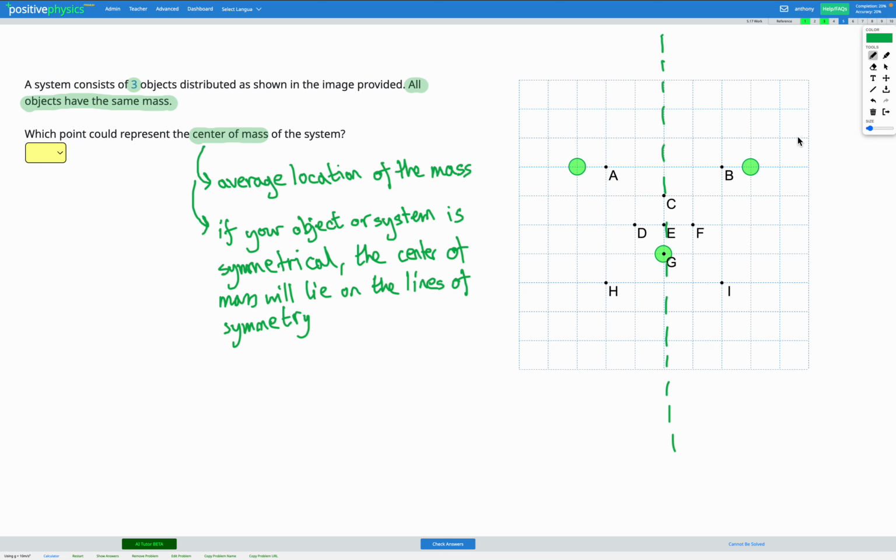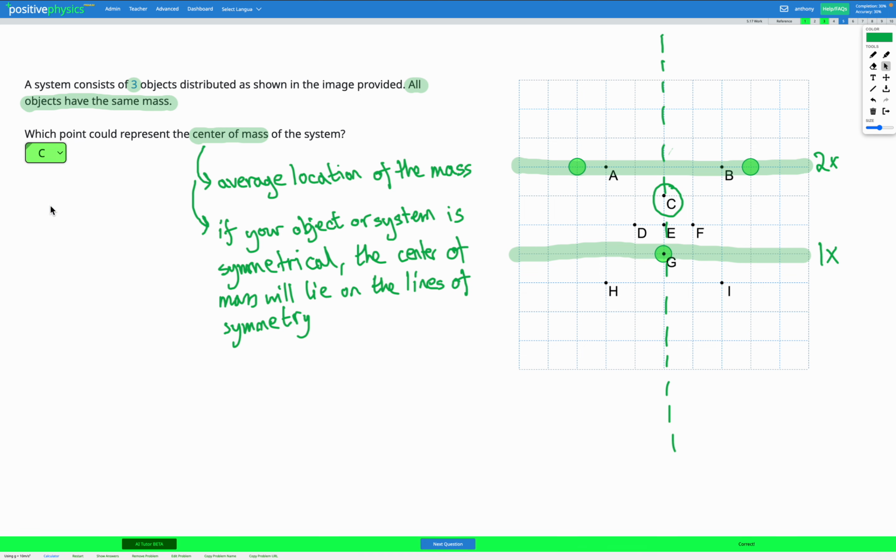What about the center of mass in the vertical direction? At this vertical location, we have one object. And at this vertical location, we have two objects. So my average mass, or my center of mass, is going to be closer to the top towards those two objects than it is to the bottom to that one object, because that's got 2 times the mass at that location compared with this location. So that means that C is going to be my best guess for the center of mass. So C is going to be our answer here.